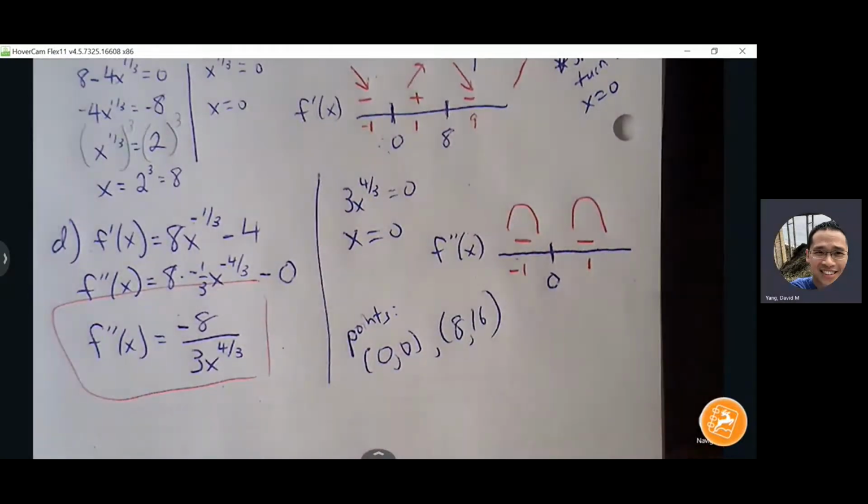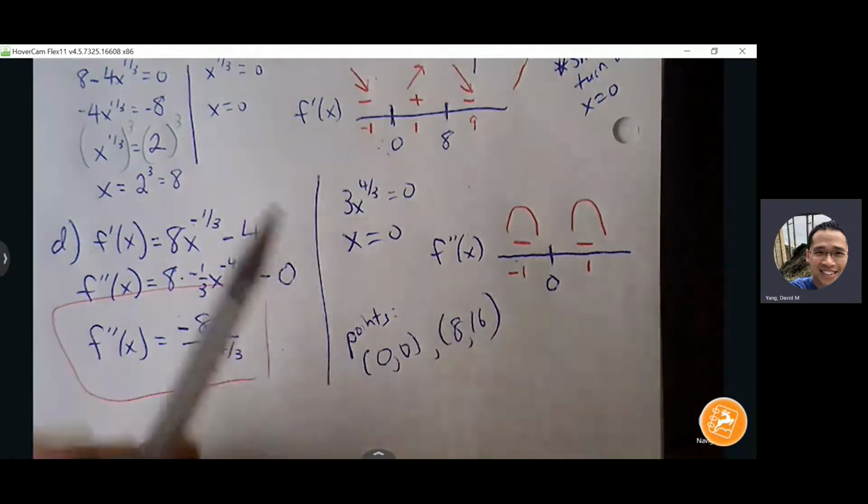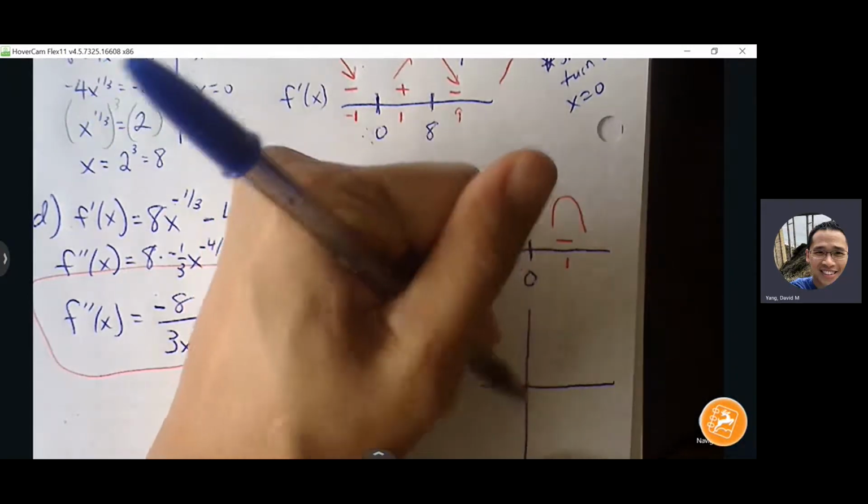Okay, so let's keep that property in mind as we sketch our graph. As we sketch our graph, I'm just going to refer to my slope sign lines and my ordered pairs. Okay, so I have 0, 0, and 8, 16. I can go ahead and plot those.